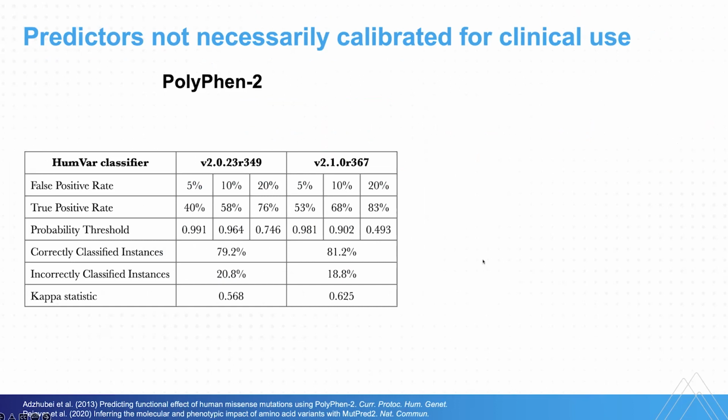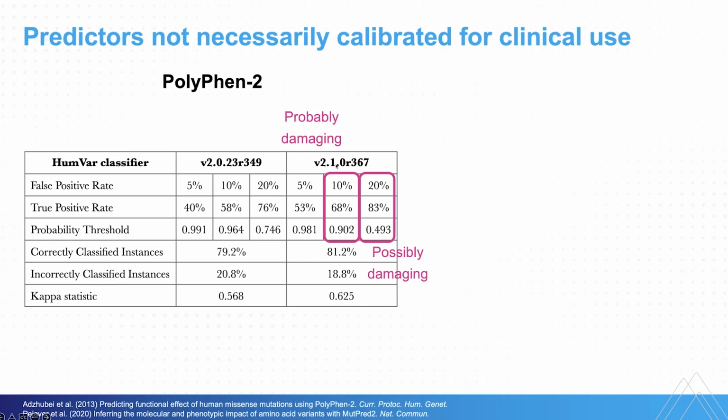So just to give you an example of that second assumption, that the predictors are calibrated for clinical use, it's not necessarily the case. So if I'm going to pick two methods just to give you some anecdotal reasoning. PolyPhen-2, for example, has a classification system where it assigns a variant as being either probably damaging or possibly damaging. And the way the PolyPhen-2 developers decided on thresholds was to do a cross-validation, plot the ROC curves, plot the true positive rate, false positive rate, and then work their way backwards to which threshold gave them a 10% false positive rate and which threshold gave them a 20% false positive rate.